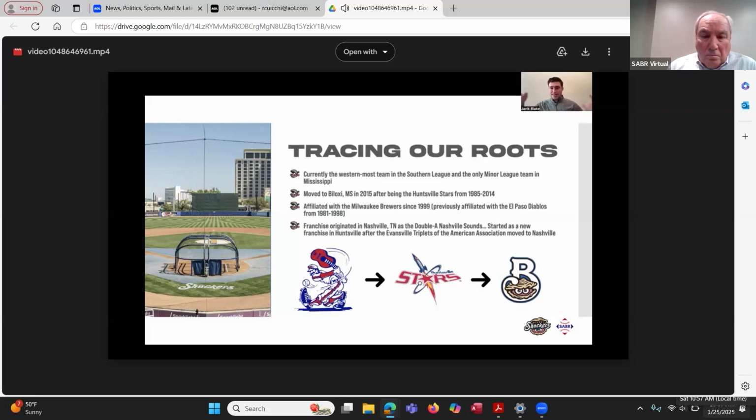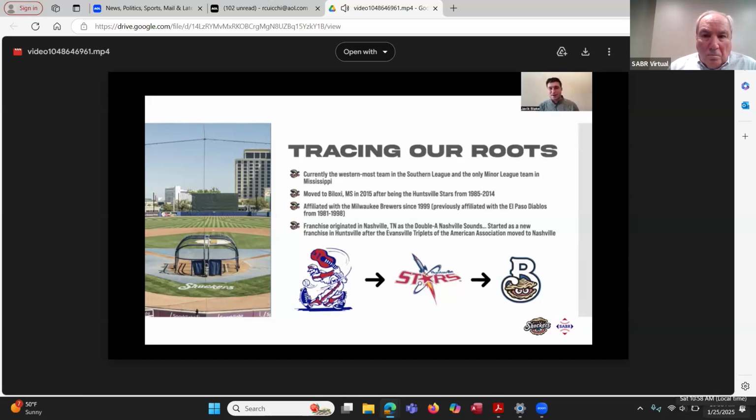But you wonder how in the world the Sounds became a AAA team. You obviously didn't add a new team to Major League Baseball in 1985. And the reason for that is the Evansville Triplets of the American Association moved to Nashville, Tennessee, and the Sounds became a AAA ball club. This Nashville Sounds Double-A franchise moved to Huntsville, and the Sounds carry on the old Sounds franchise, the original one, at the AA level to the AAA level. So in a weird roundabout way, the Shuckers, who have their AAA affiliate in Nashville as the Nashville Sounds, were at one point in time the Nashville Sounds, which is really, really fascinating.